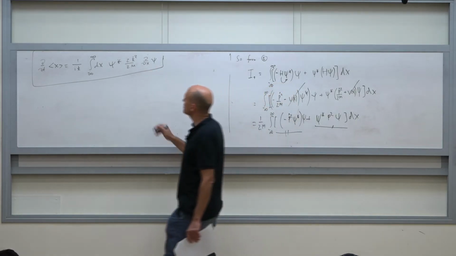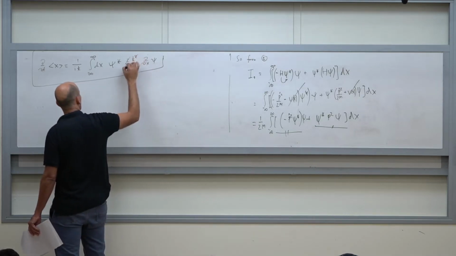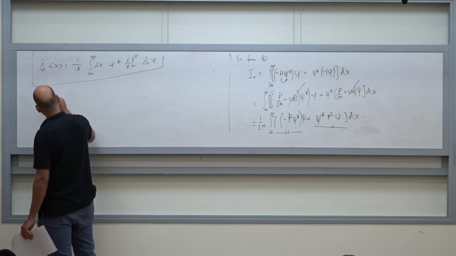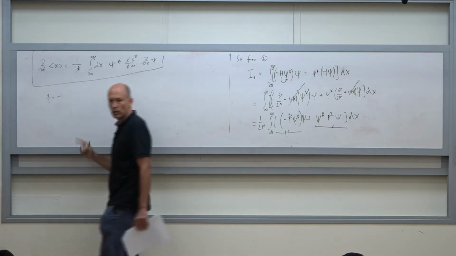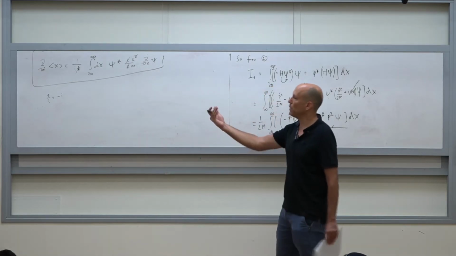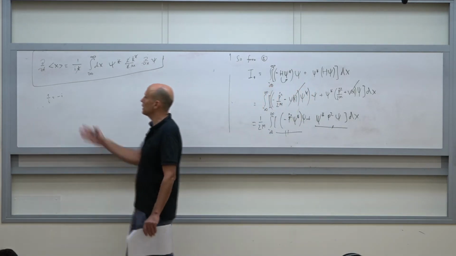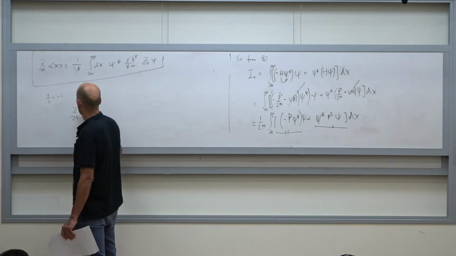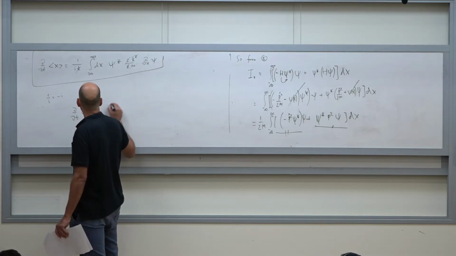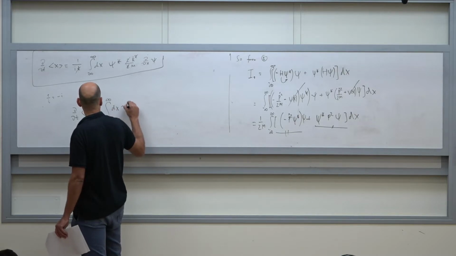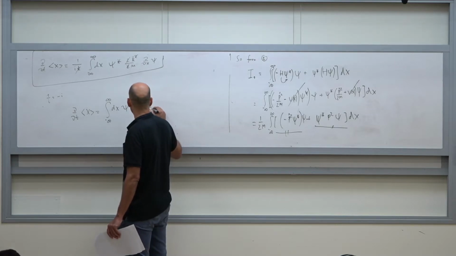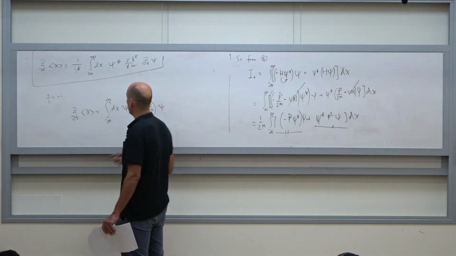So what does this look like? Well, first of all, I can cancel the 2 and this ħ. And this 1 over i is minus i. This you know, I guess. I just multiply by i upstairs and downstairs, and then I get this. So I can write this in a very nice form, or for me at least it's nice: the integral from minus infinity to infinity dx ψ star, minus iħ d over dx ψ.